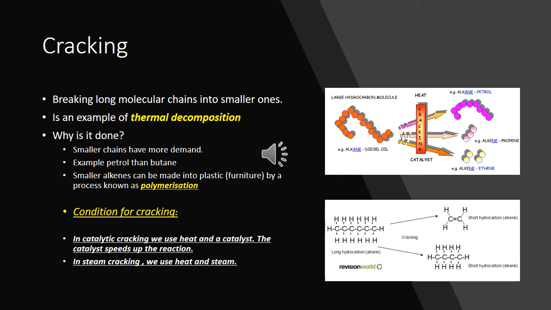Look into the diagram on the right hand side. First diagram, the large hydrocarbon molecule, that is alkane, diesel, is cracked by applying heat into smaller alkane and even smaller alkenes, that is propene and ethene. And the one below also, the longer hydrocarbon is cracked down into smaller ones, and those smaller ones are very useful.